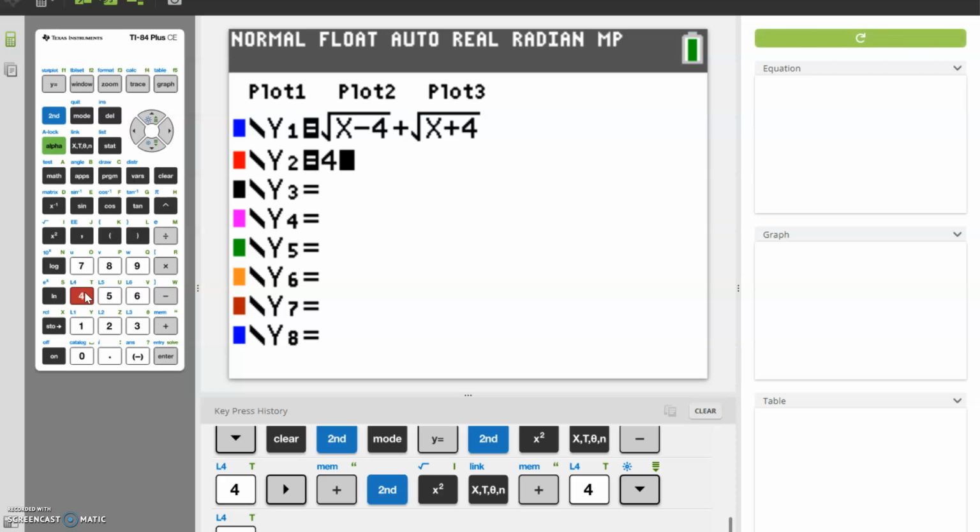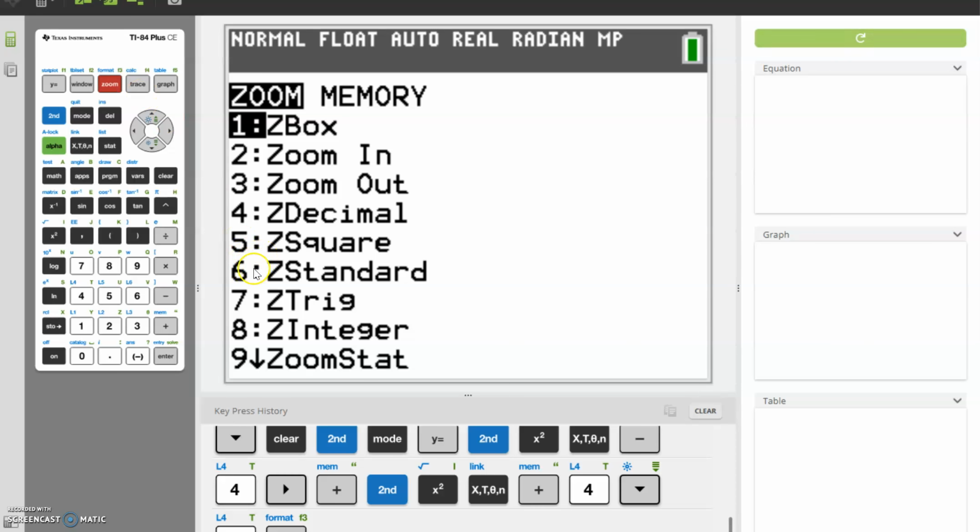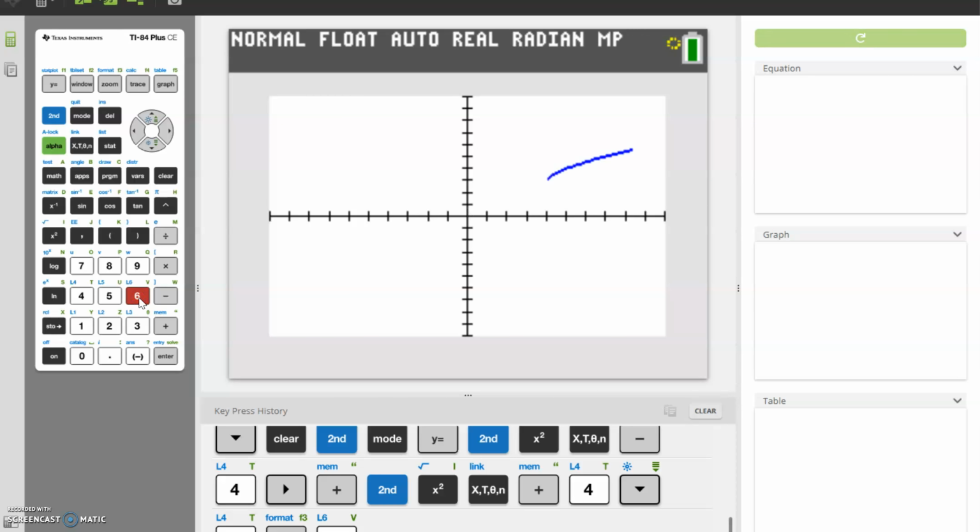Just in case you've been playing around with your calculator for a while now, you might need to reset the window for your graph. So before we graph, we can go into Zoom. I'm going to select option 6, which is Zoom Standard. It's going to give me a nice 10 by 10 coordinate plane. I could either arrow down to 6 and hit enter, or I could just press 6 on my keypad. And here are the two halves of the equation graphed together.